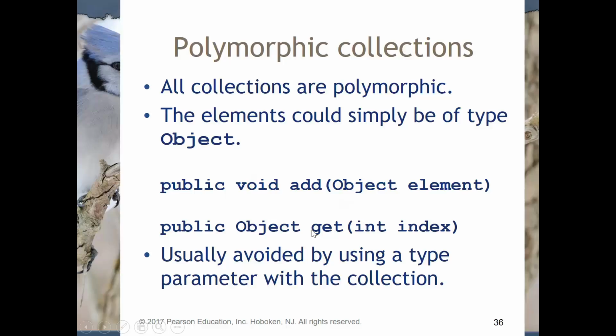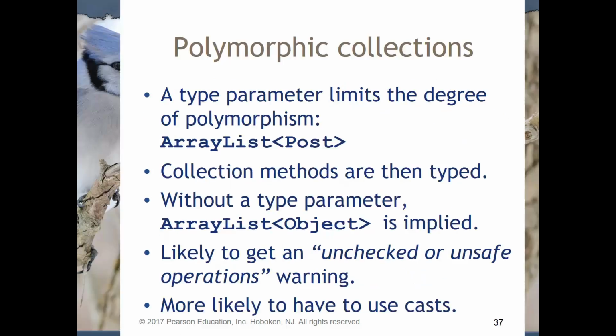I'm sorry, I misspoke. This is a way of getting it, so it returns an object type of an integer with the index. So index is a number between 0 and n, where n is less than the total number of objects in that array list, and it always returns of type object. You actually take care of putting it into the correct place. Usually avoided by using a type parameter with the collection. In other words, usually you don't pass in type object, you pass in explicitly what you want.